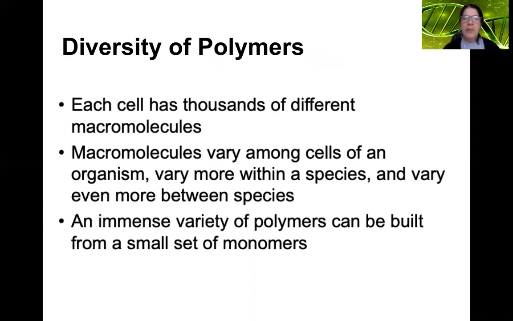Diversity of polymers. Each cell has thousands of different macromolecules. The macromolecules will vary among cells of an organism. They will also vary more within a species, and they'll vary even more between species. So for instance, the proteins in my liver cells will be different than the proteins in my muscle cells. And my proteins are different than your proteins, and our proteins are different than the proteins in bananas. An immense variety of polymers can be built from a small set of monomers, and that is crucial because that allows life to exist in many, many different forms.